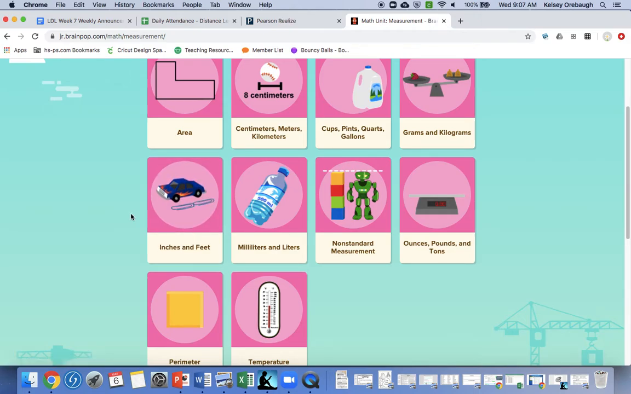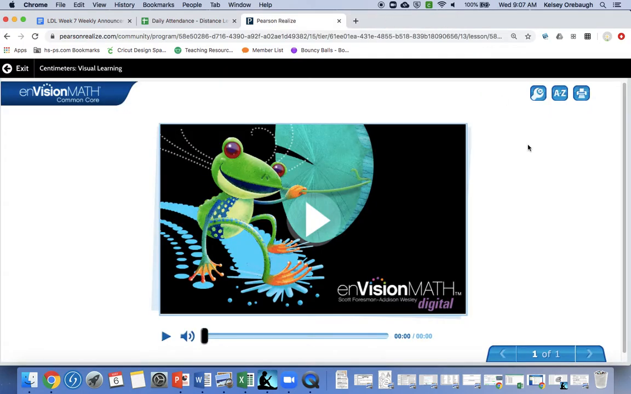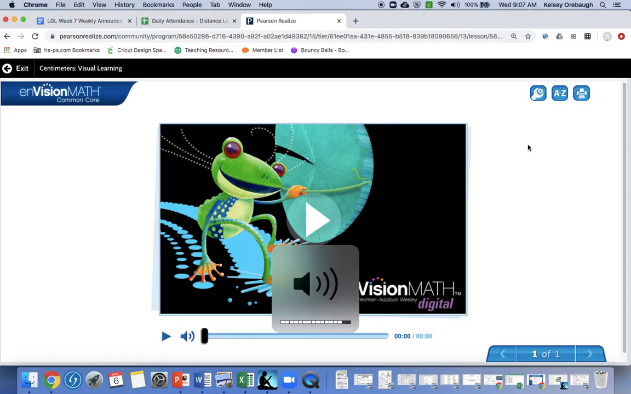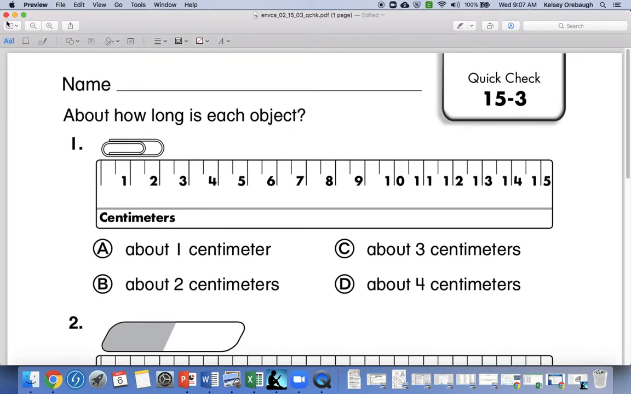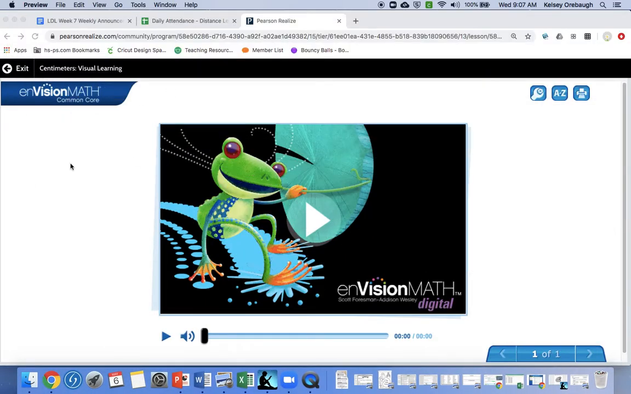All right, let's get started with our Pearson Realize video, and then we are going to be doing the digital quick check together. Well, I have the quick check worksheet up, but it's the same as the digital quick check. Just like yesterday, make sure you watch this video first before you get started on your quick check, just to make sure you really understand the lesson. All right, let's get going.